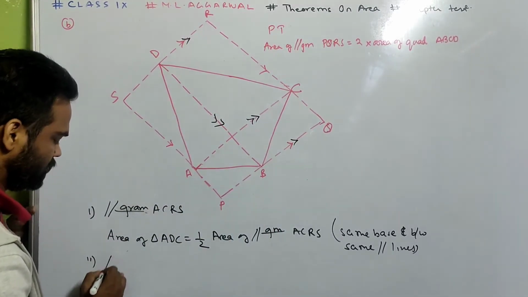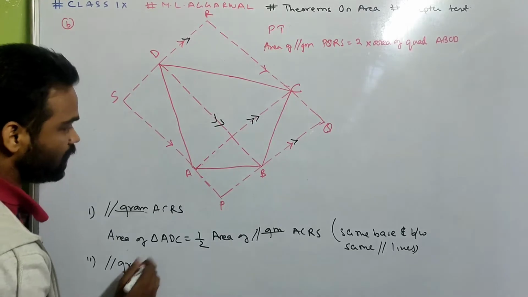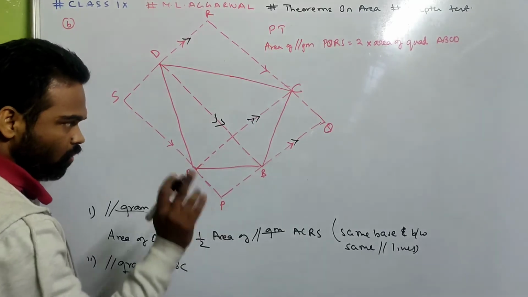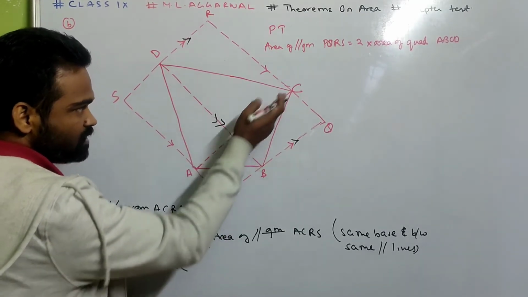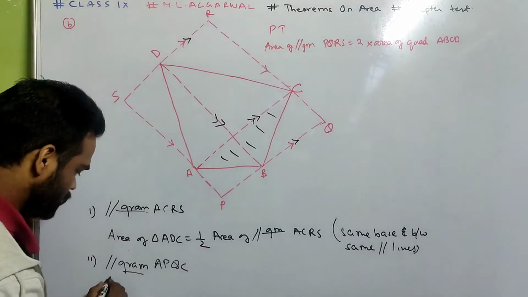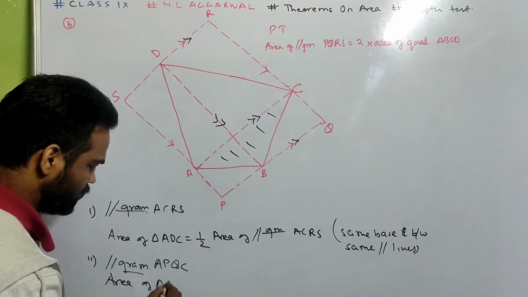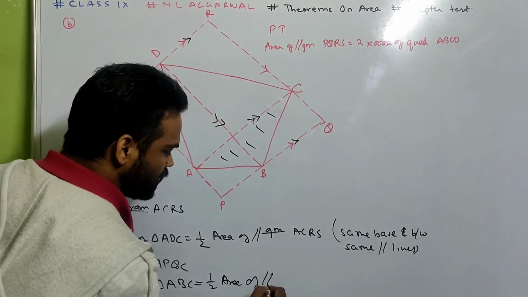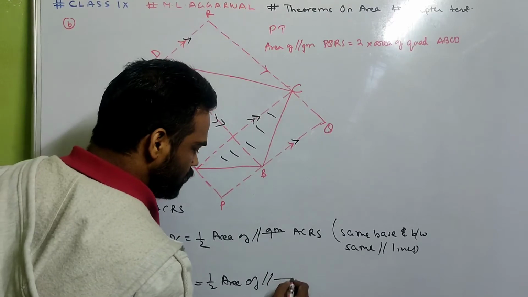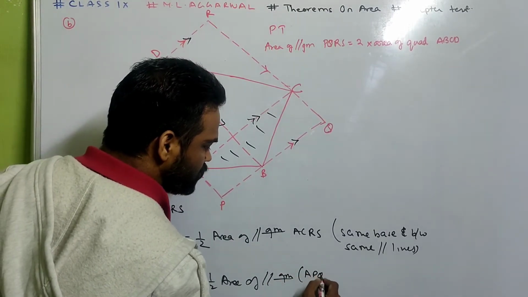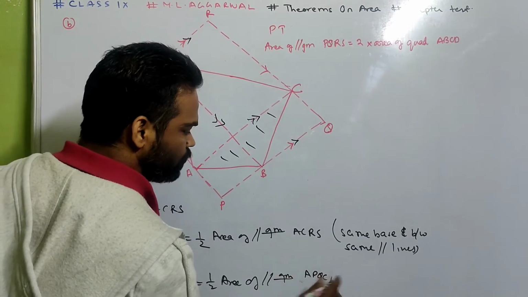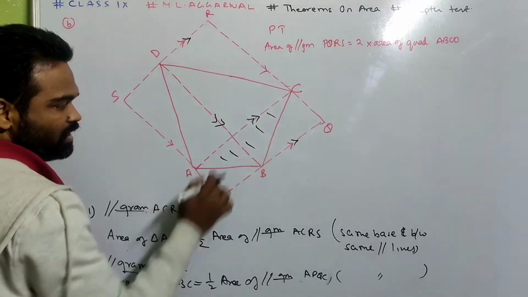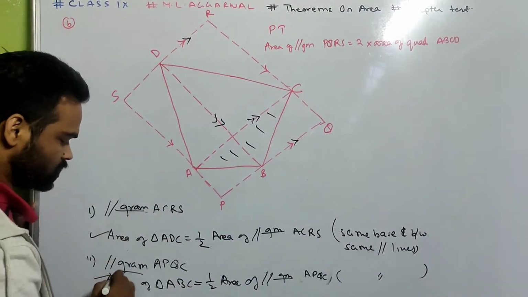Similarly, if you look carefully, parallelogram again, I'm talking about APQC. Over there also, area of triangle ABC is half area of parallelogram APQC. Yes or no? The reason is the same. They have the same base AC and between the same parallel lines AC and PQ. This is 1, this is 2.